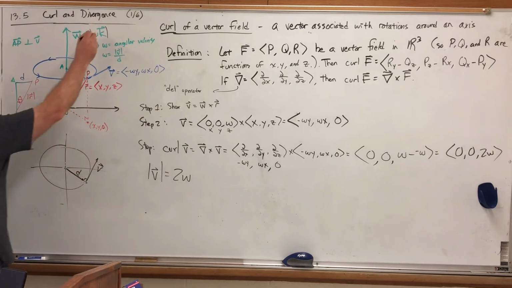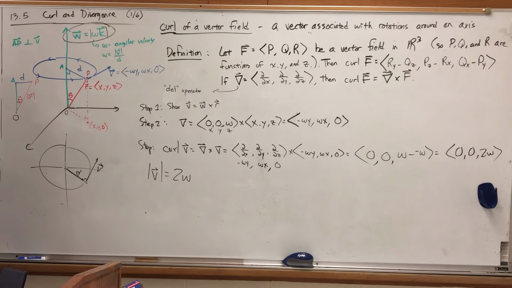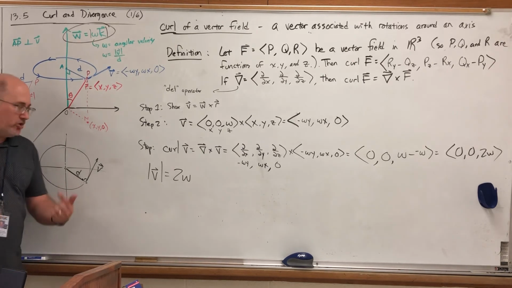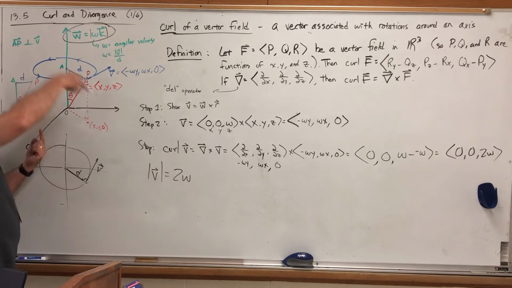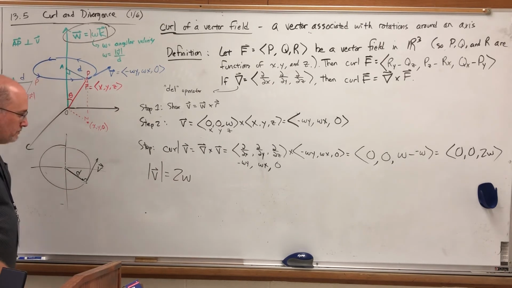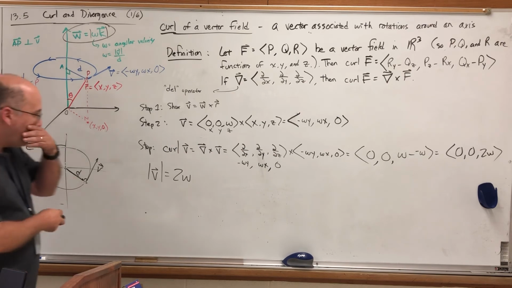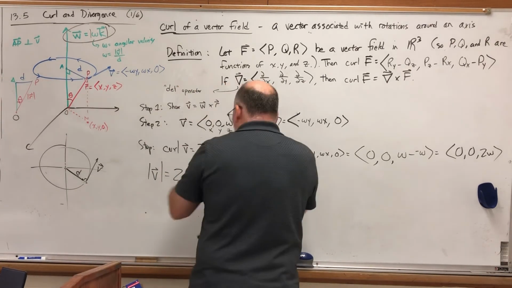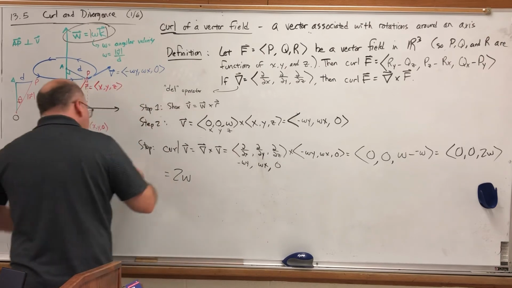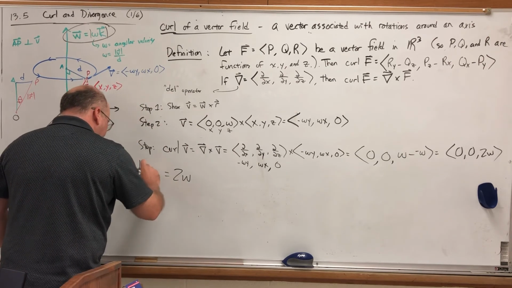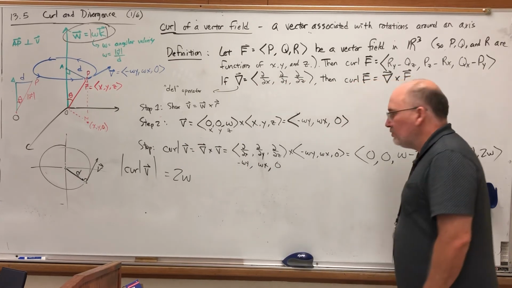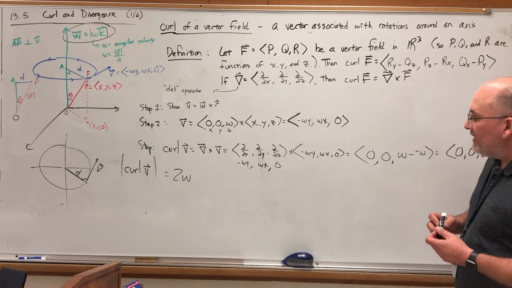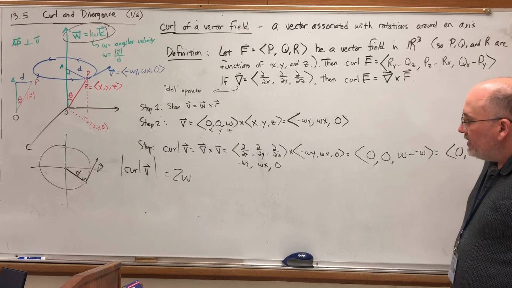So vector W tells us two things: the axis of rotation and the velocity at which a point is traveling. Now, one thing that kind of strikes me as odd, and maybe I'm just missing something here. I'm sorry, that's not the magnitude of V, that's the magnitude of the curl of V. Sorry. The magnitude of V is omega times the square root of x squared plus y squared. But the magnitude of the curl is 2 omega.